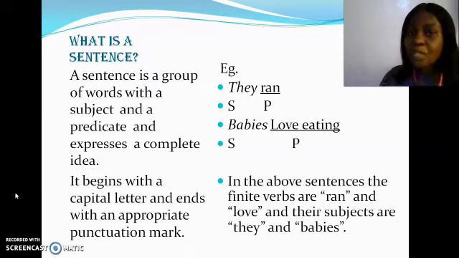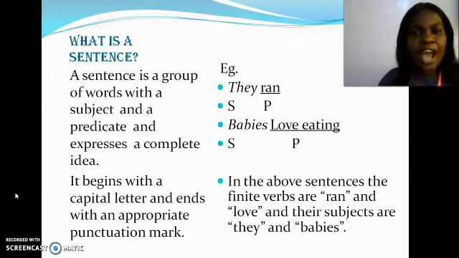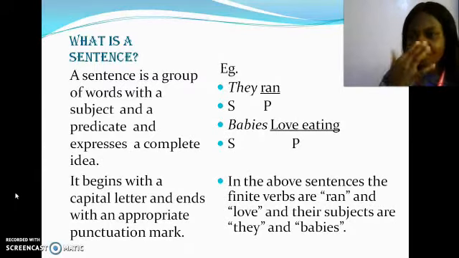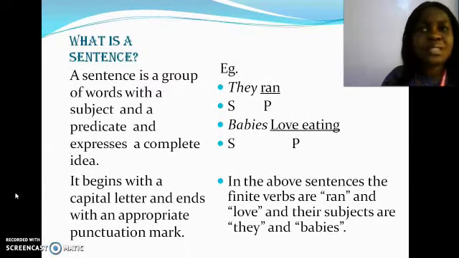It must begin with a capital letter and end with an appropriate punctuation mark. Appropriate, because you can't just use any type of punctuation mark you choose to end your sentence. Alright, an example of a sentence is: we went to the zoo. They ran. It's my book. These are simple sentences. They convey complete thought.